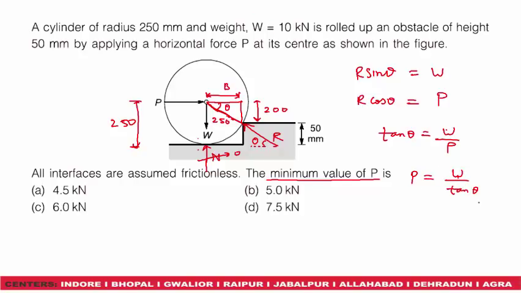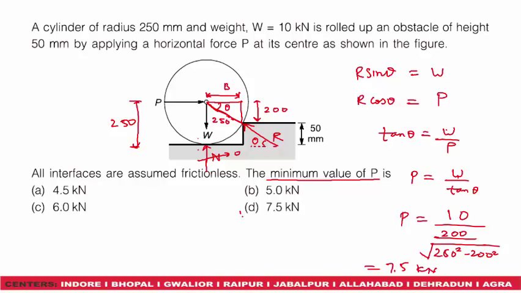Tan theta is perpendicular by base. Perpendicular is 200 and base will be the square root of hypotenuse square minus perpendicular square. So P will be equal to W divided by tan theta, that is perpendicular 200 divided by base, the square root of 250 square minus 200 square. So it comes out to be 7.5 kilonewton. So the correct answer would be option D.